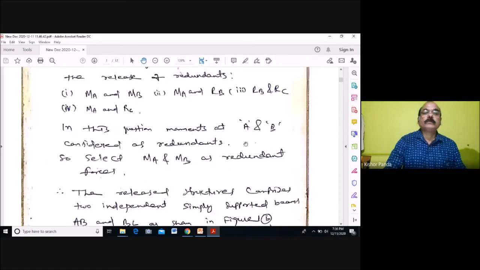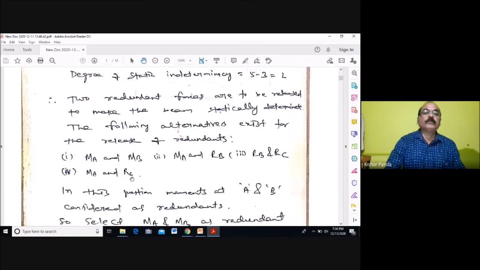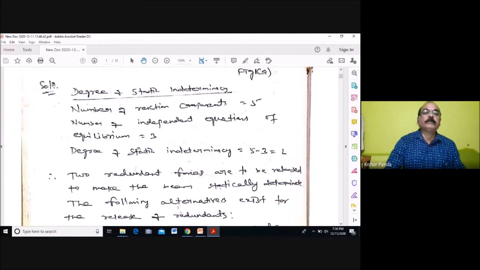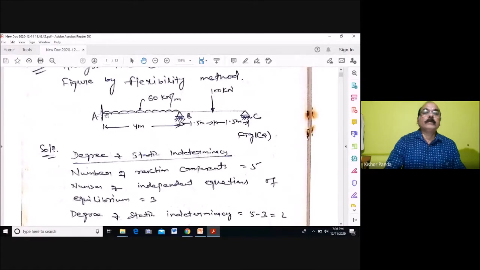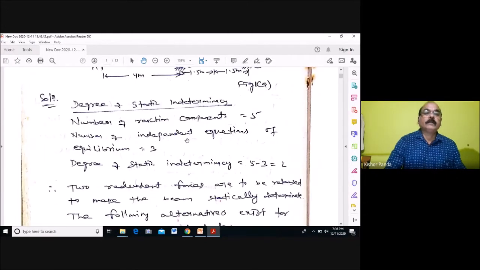In this question, the moments at A and B are considered redundants, so select MA and MB as redundant forces. We will choose MA as one redundant force and MB as another redundant force, two redundant forces. After release of these two redundant forces, the structure becomes determinate.